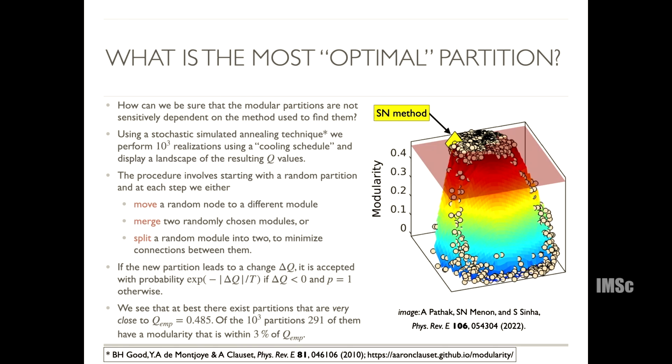So we do this over like 1,000 realizations, and we come up with a large number of possible modular organizations. It's the same network, but a large number of possible modular organizations. Now we have an empirical one which we got from the spectral Newman method, right? So how does it do compared to that? Very interestingly, the spectral Newman does as good, if not better, than almost all of them.